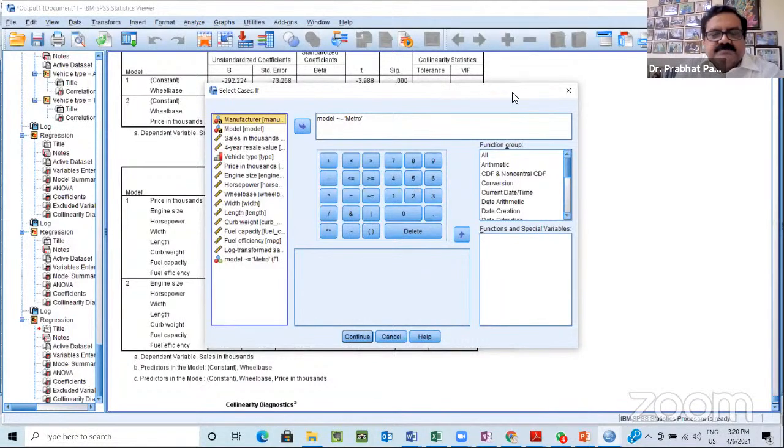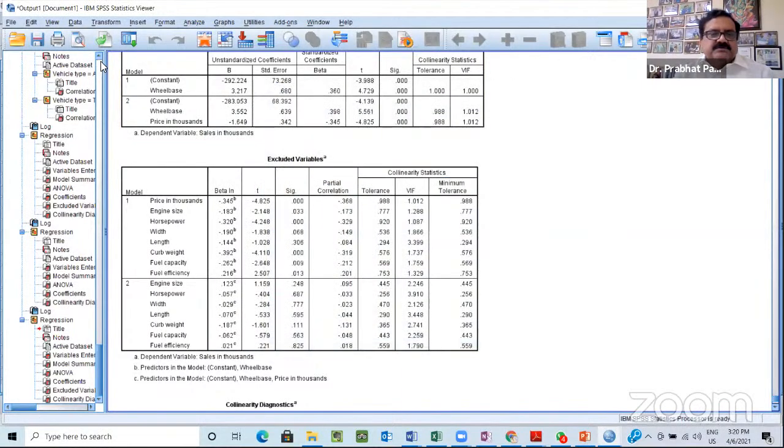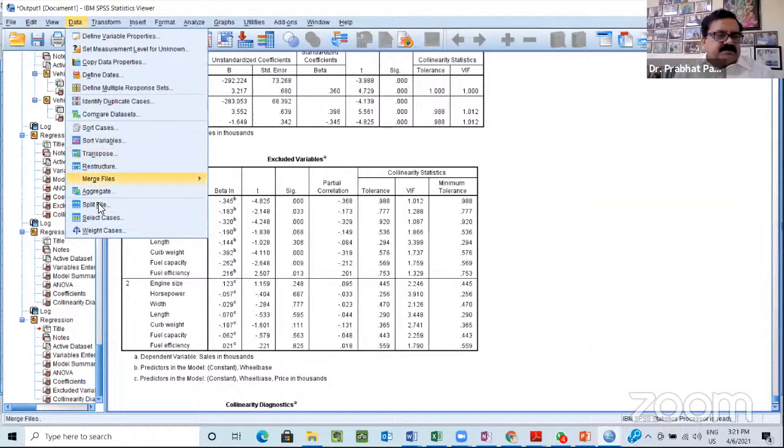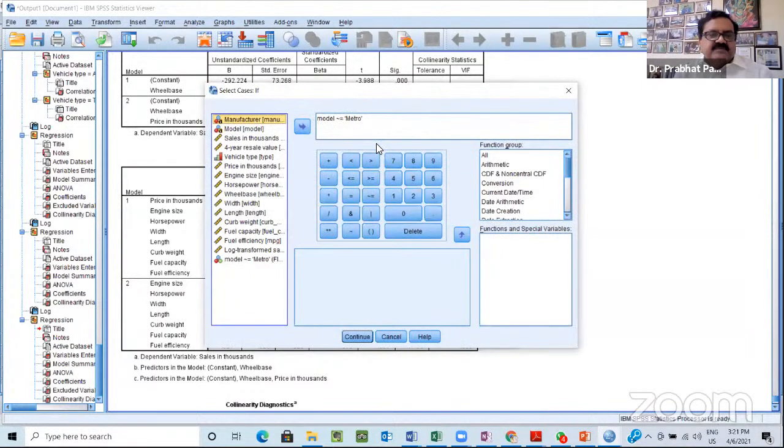Did you get the point? Should I do it again? Yes, sir. Thank you. So just to give you another round: go to data, go to select cases, click if condition is satisfied, then you click this button if, and build the argument over there.